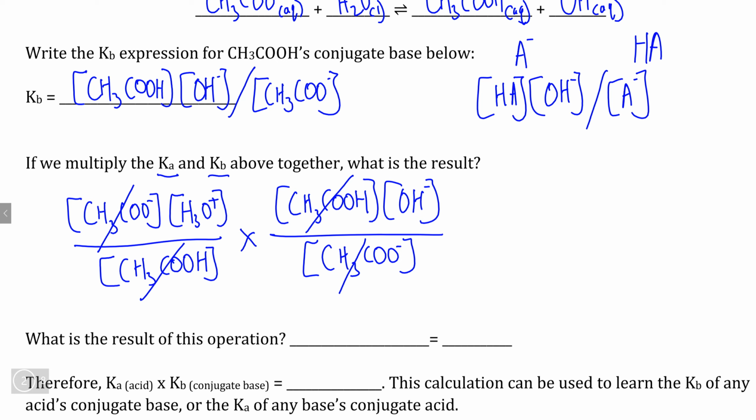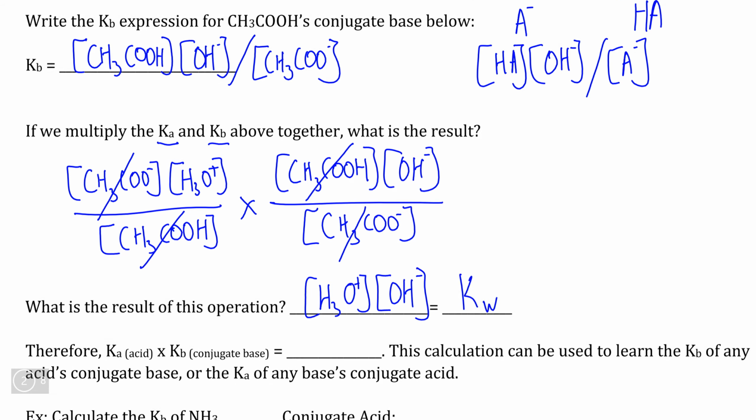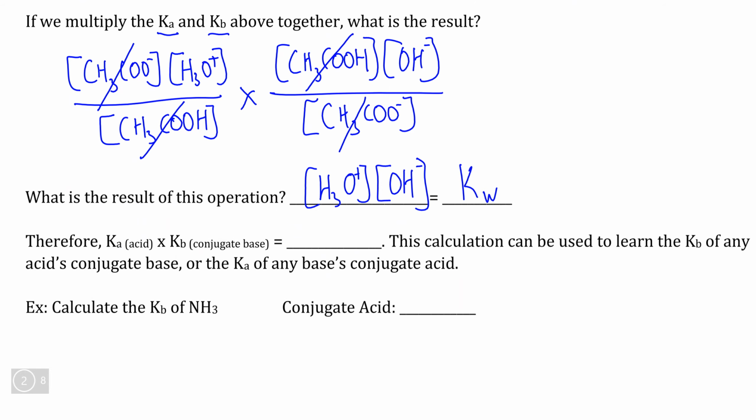And if we simply look at what's left over, which is the concentration of hydronium times the concentration of hydroxide, this is equal to Kw. So what we have just discovered is that the Ka and Kb of a conjugate acid-base pair are directly related to each other, because when we multiply the Ka of the acid and the Kb of the conjugate base together, you will always get Kw, and the algebra shows that this is the case.